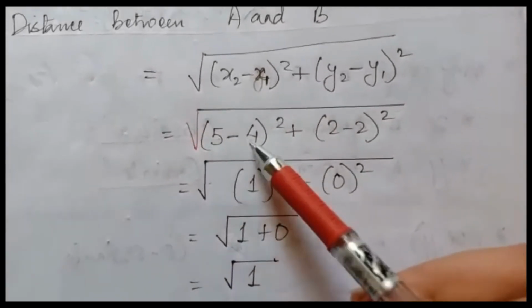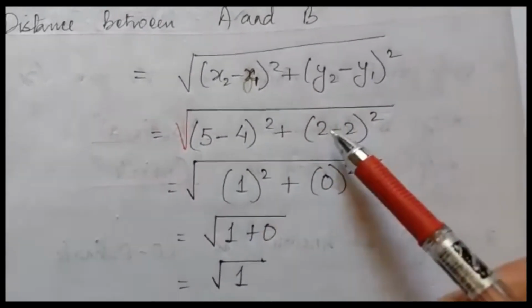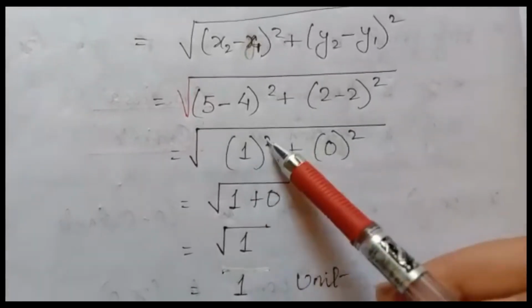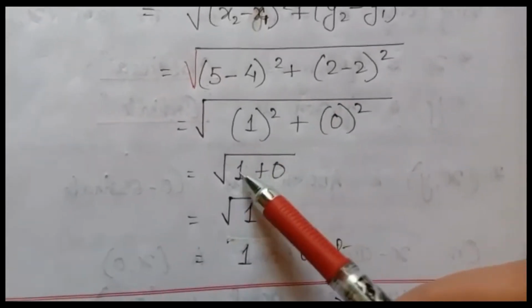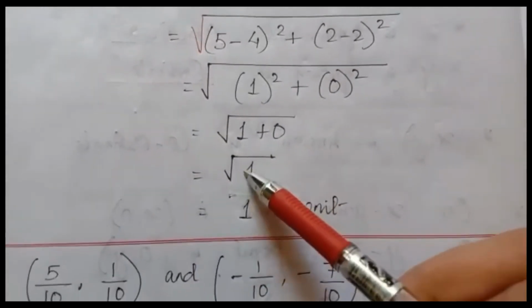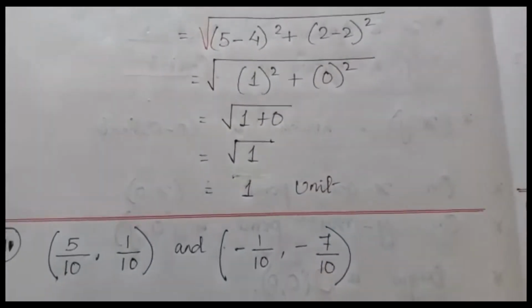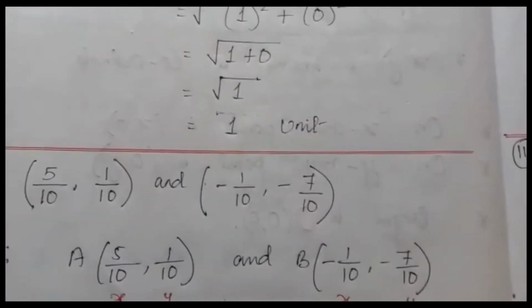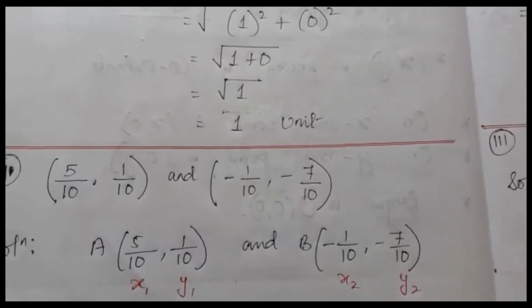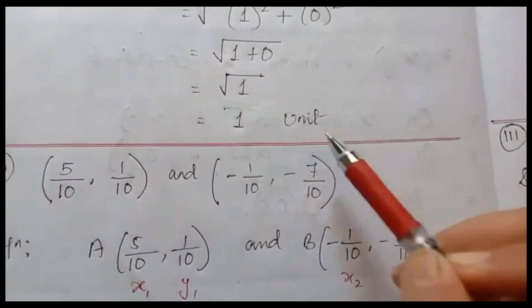So 5 minus 4 is 1, 1 whole square plus 2 minus 2, 0 square. 1 square is 1, 0 square is 0. So 1 plus 0, 1. Square root of 1 is 1. Unit you have to write because you know distance is measured in unit like centimeter, meter. So here unit is not given. So we will just write unit.